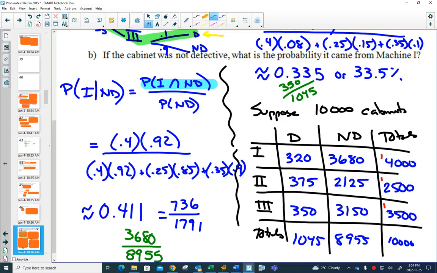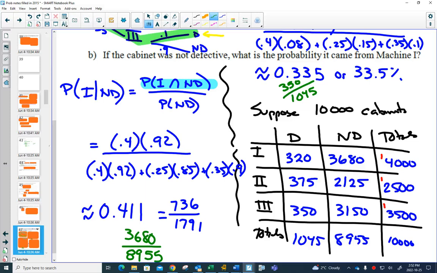Why did I choose a big number like 10,000? Well, if you chose a small number like 10, that would be bad because machine 1 would make 4 of them. Machine 2 would make 2.5 cabinets. And now you're dealing in decimals, and all of a sudden, the concept doesn't seem quite right. So choosing a number big enough so none of my numbers ended up with decimals was my plan.